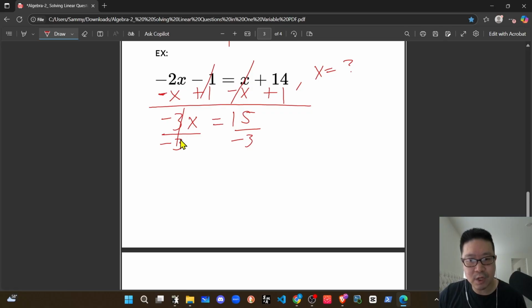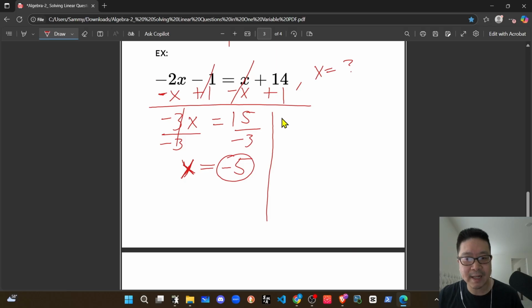The -3's will cancel. So on the left side, we have our x. This is exactly what we wanted, just our x by itself on the left side. And then on the right side, we have 15 divided by -3, which is -5. And that is our answer.